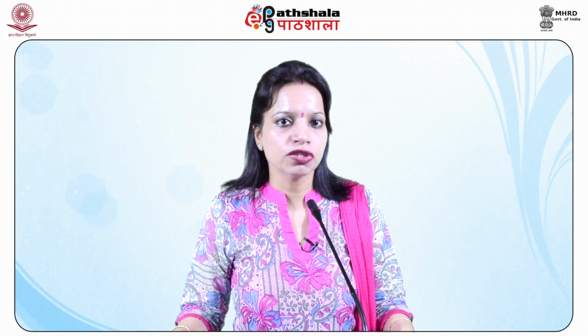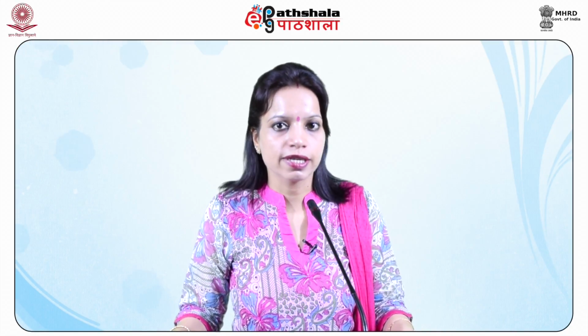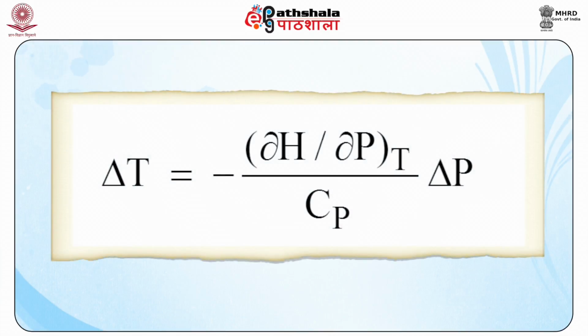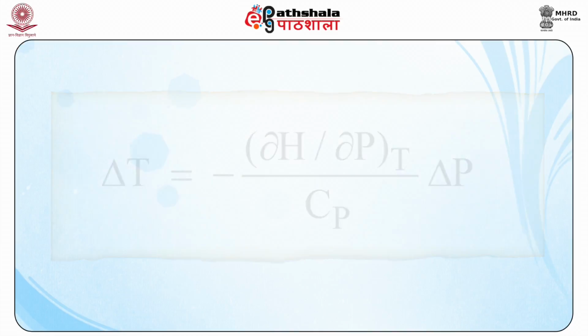For small pressure range, equation 6 can also be written as ΔT equal to ∂H/∂P at constant temperature into ΔP upon Cp, with the minus sign. In the above equation, ΔT is the fall of temperature and ΔP is the fall of pressure.